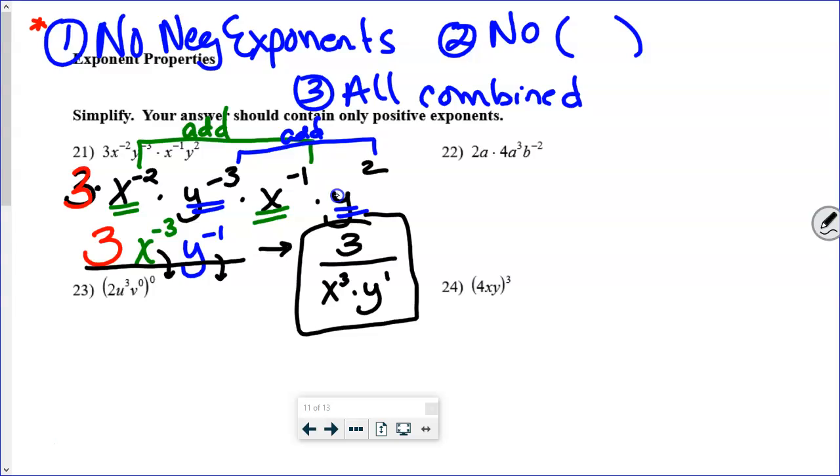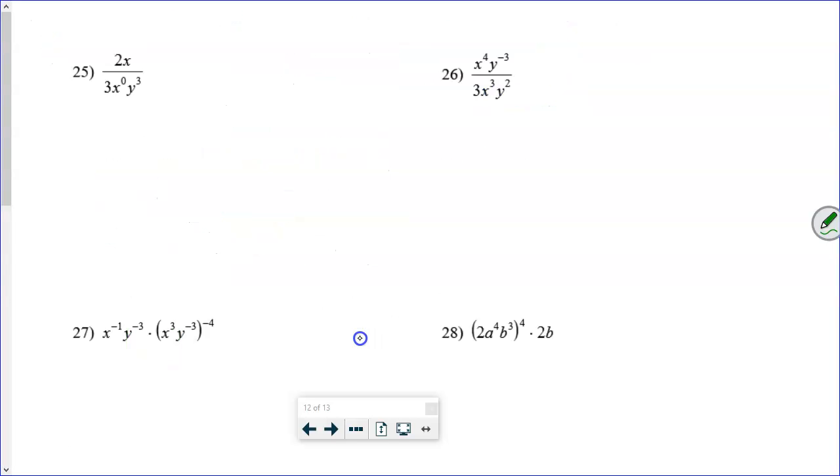Can we say yay for number 23? Yay! Because it's 1. Because the rule says anything raised to the 0 power is equal to 1. Anything raised to the 0 power is 1, guys. Whew, that was good times.